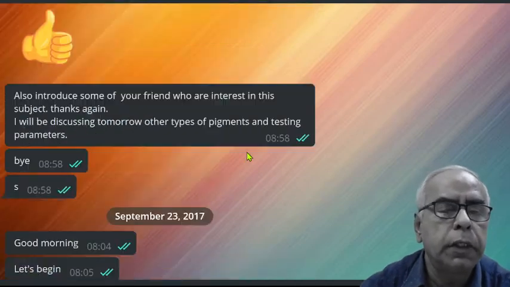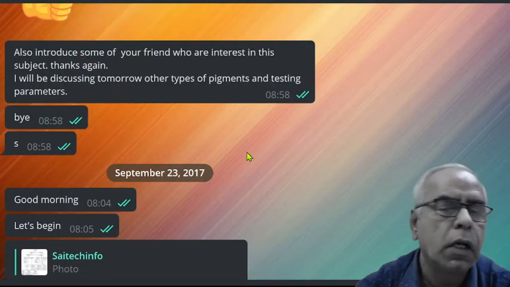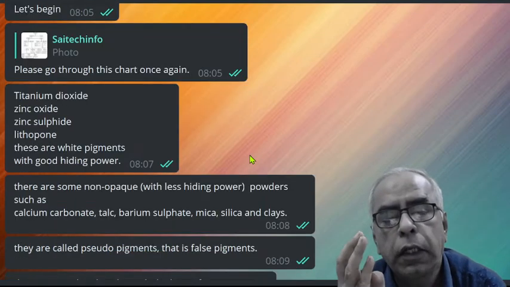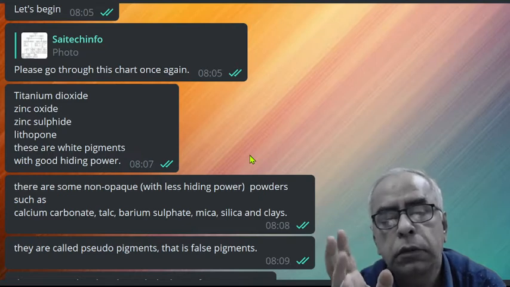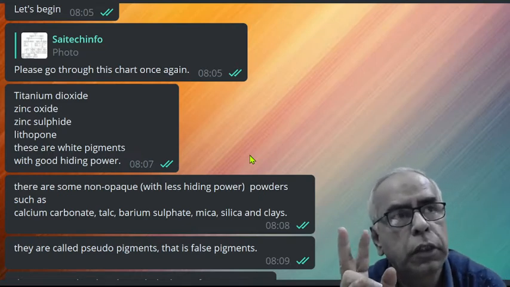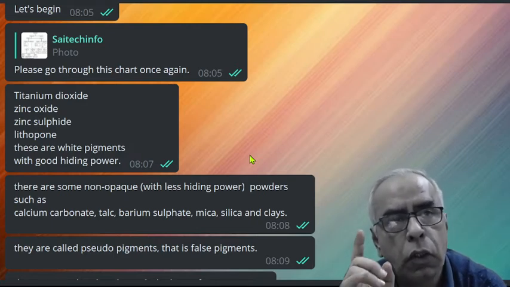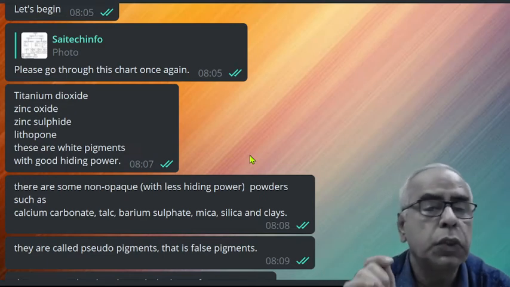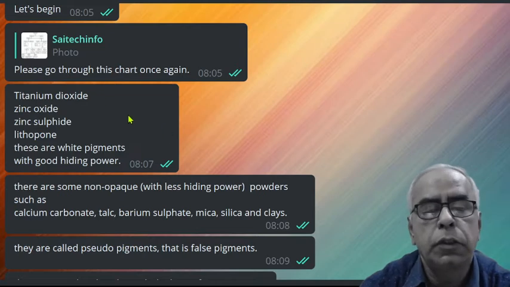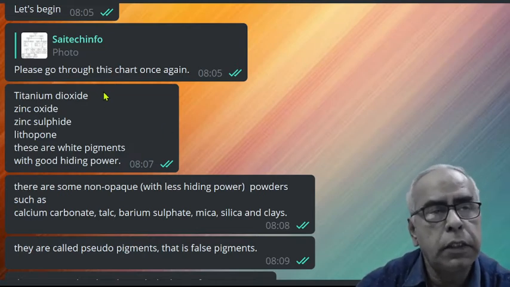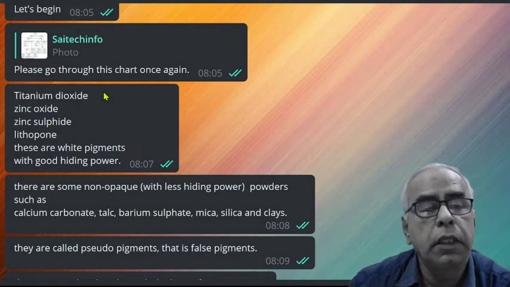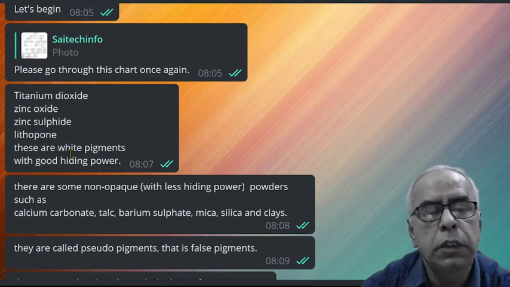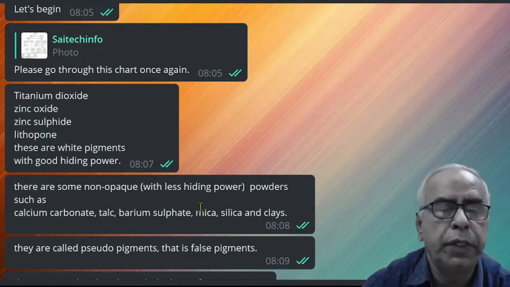So let us talk about this titanium dioxide. Titanium dioxide, as I already explained, has two crystalline forms, anatase and rutile. Rutile has better opacity than anatase, and that is why rutile is used in superior quality paints, that is oil-based paints, whereas anatase is more comfortable with emulsion type of paints. Besides, we use zinc oxide, zinc sulfide, and lithopone also as white pigments.